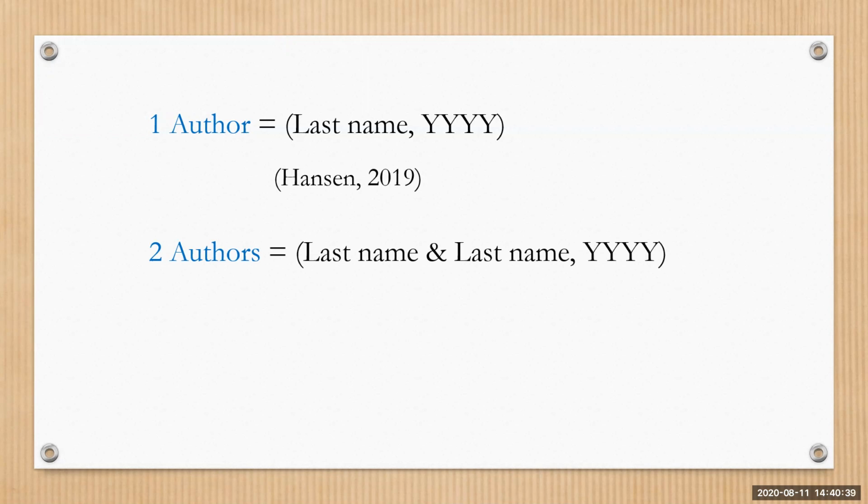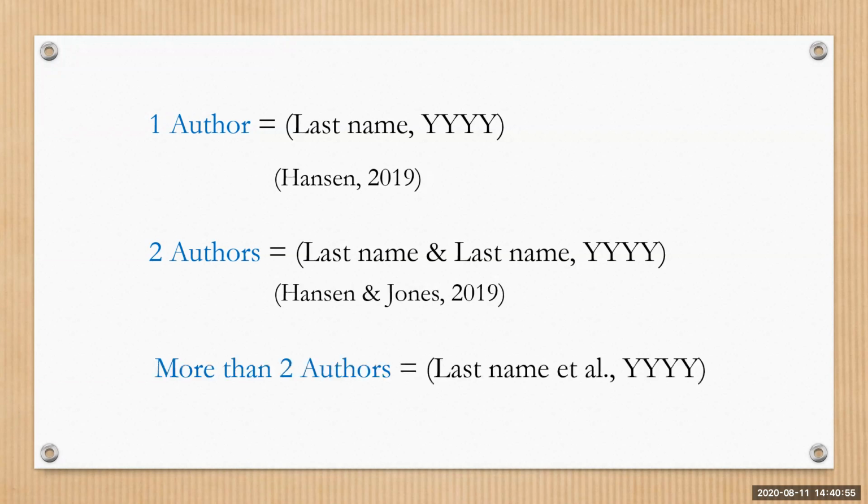Now, the only tricky part to this is remembering to do the ampersand and not the word and, but that's not hard, right? So again, just the last name, no initials. So it looks like this, Hsn and Jones, comma, 2019.